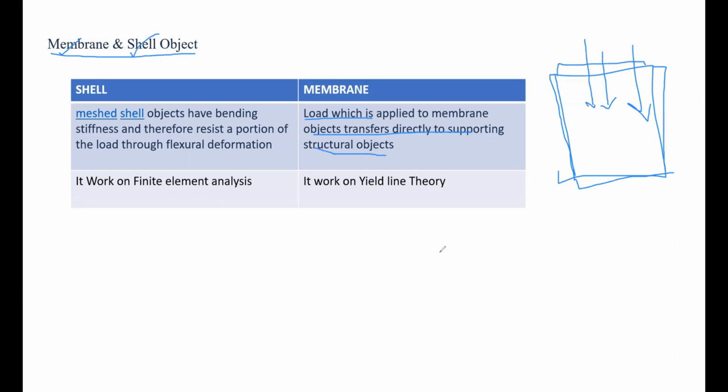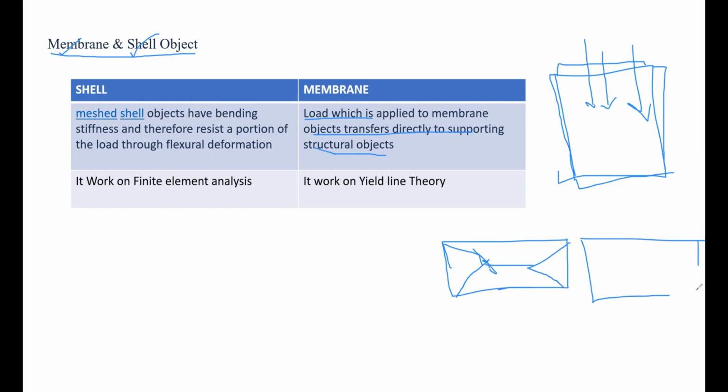It will just transfer the load as per the yield line theory, which we have studied in our engineering. Like, for example, if it is a two-way slab, it will transfer the loads according to the two-way distribution. If it is a one-way slab, it will transfer the load as per the one-way distribution. So this is the membrane. It will not carry any load, it will just transfer the loads. For example, if I have applied a UDL over here, it will transfer 50% of the UDL over here and 50% over here as per the one-way distribution.